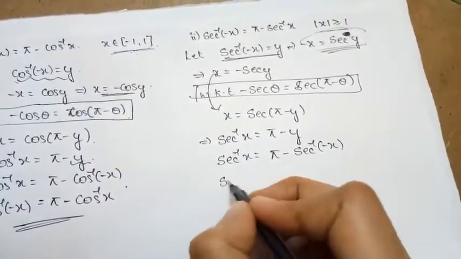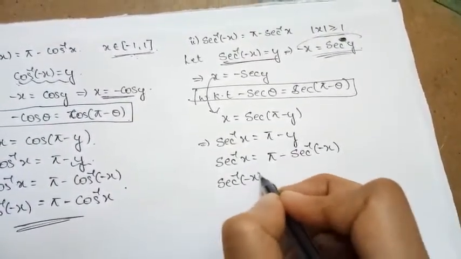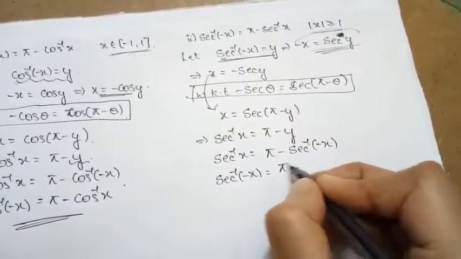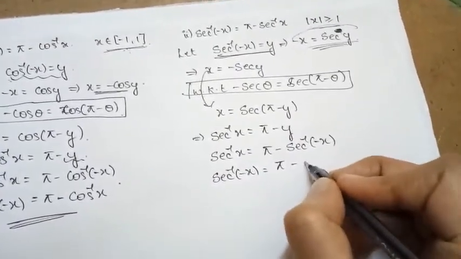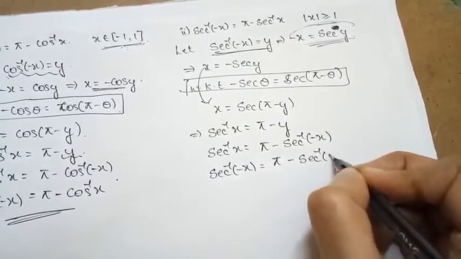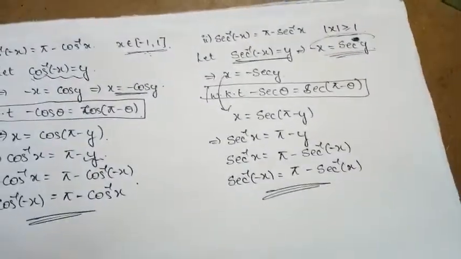Now by interchanging the elements from LHS and RHS, we are going to get secant inverse of minus x is equal to pi minus secant inverse of x. So we have proved this property.